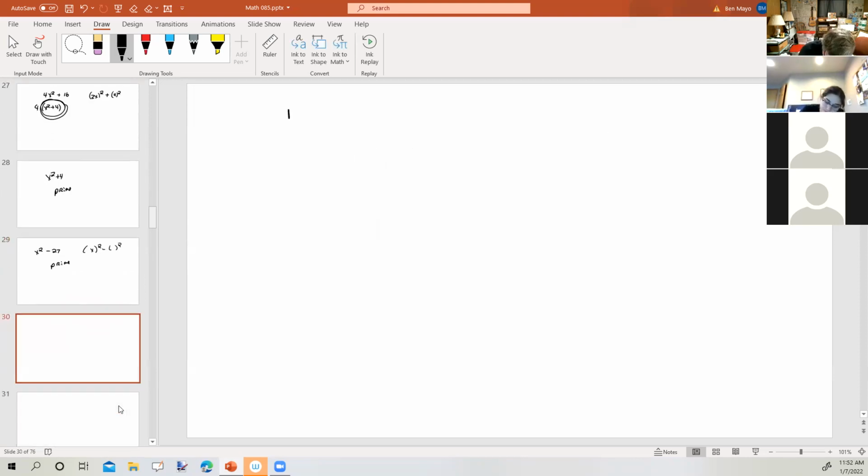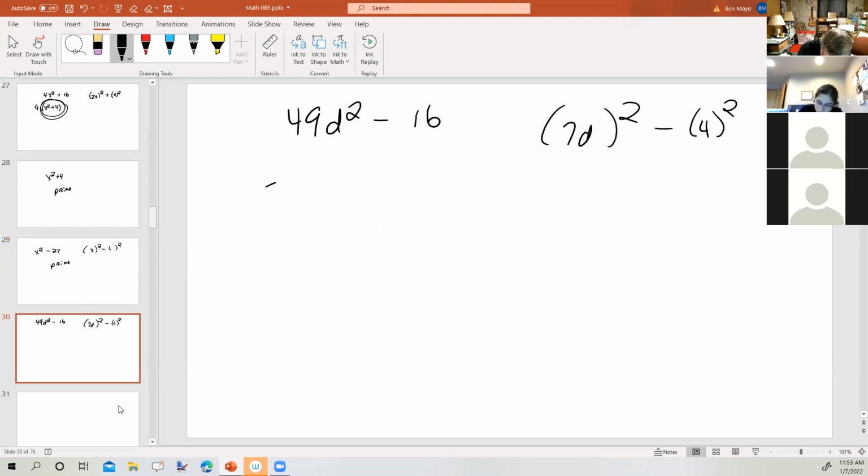All right, what about this one? 49d squared minus 16. Is there a greatest common factor? No. Is what's left over the difference of two squares? 7d, 4. 7d plus 4, 7d minus 4.